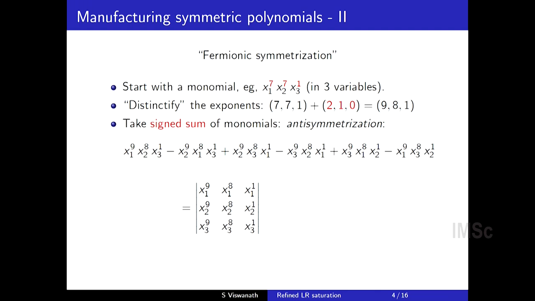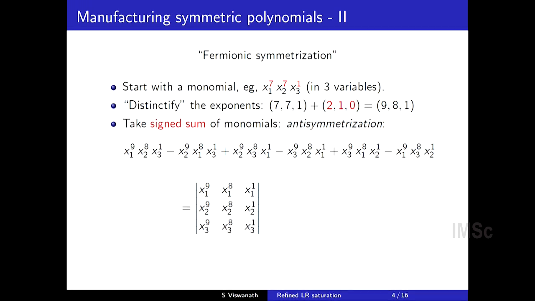And then you do what we did earlier, which is to form all possible monomials obtained by permuting the variables, but now you take them with a sign. For example, here x1 to the 9, x2 to the 8, x3 to the 1, but the second monomial here is obtained by switching 1 and 2. So that's an odd permutation. That gives you a sign of -1, and then the next one has sign +1, -1, and so on.